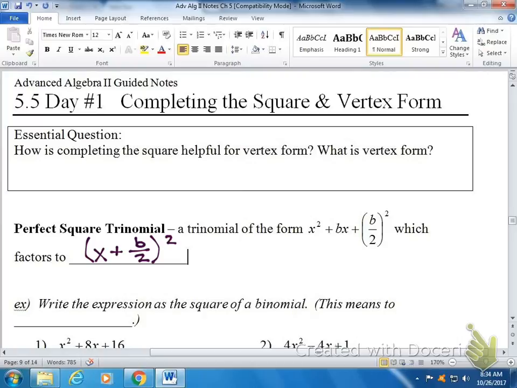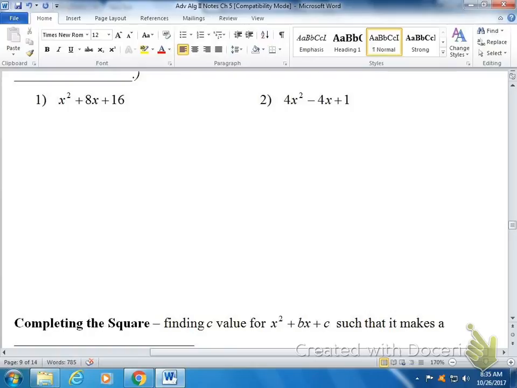So let's see if we're going to write the expression as a square of the binomial. So really we're going to complete the square. My bad. We're not completing the square. We're just going to write the expression as the square of a binomial. So basically we're factoring. We're going to write the factors as a perfect square. So instead of saying x plus b over 2 times the quantity x plus b over 2, we'll write it as a perfect square. So first example, we have x squared plus 8x plus 16.